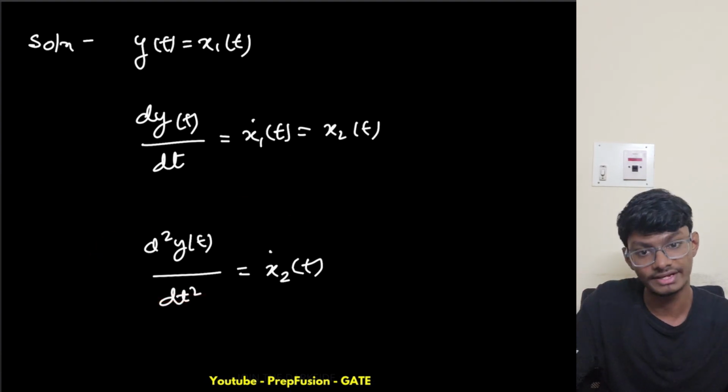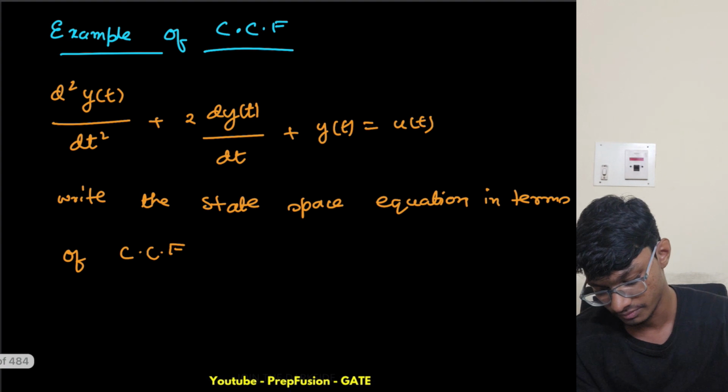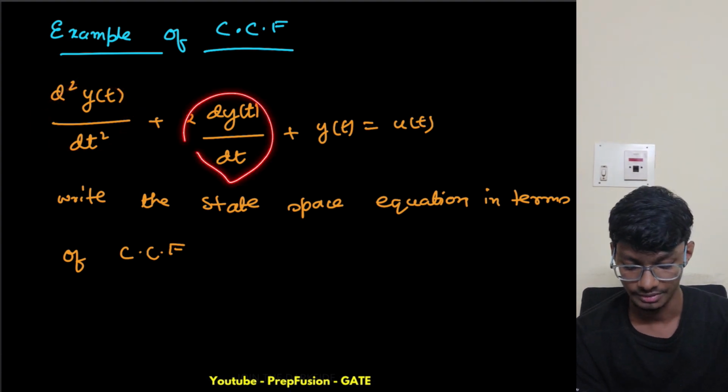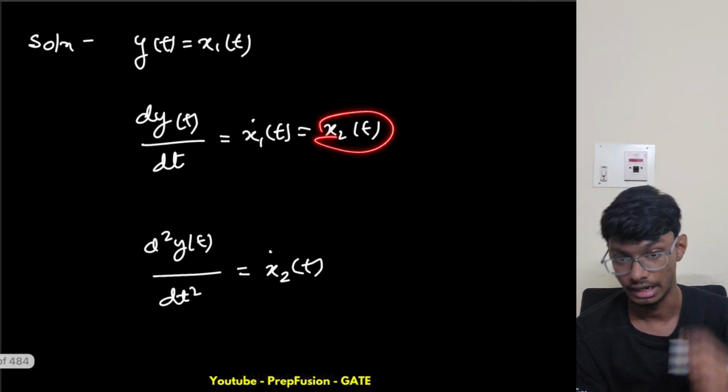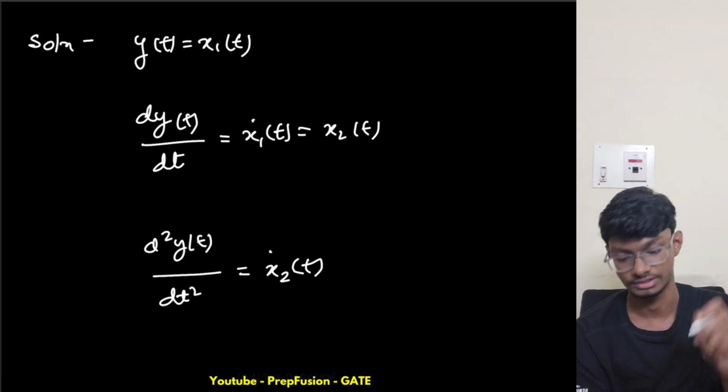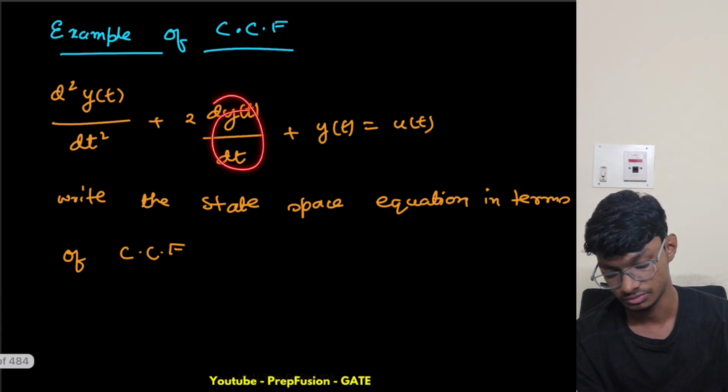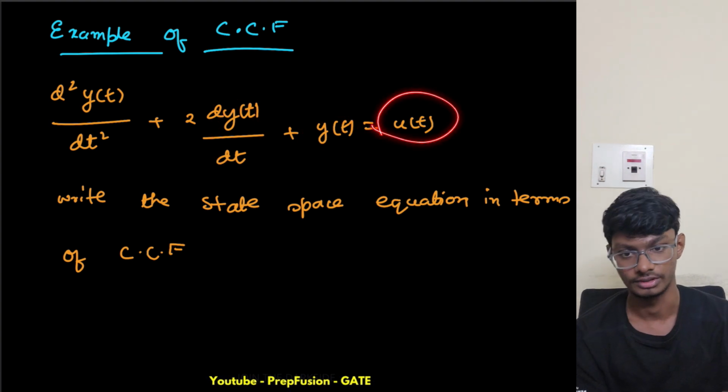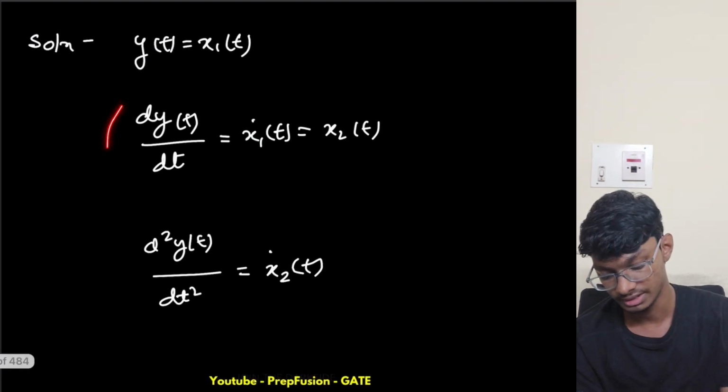So now what is my x2 dot of t? I will replace this x2 dot of t here, and I will replace this with x2, only because I want to write x2 dot of t in terms of x1 and x2. So this I will replace with x2, this I will replace with x1 and u. So I will get the relation of x2 dot of t. Everything else I already have.